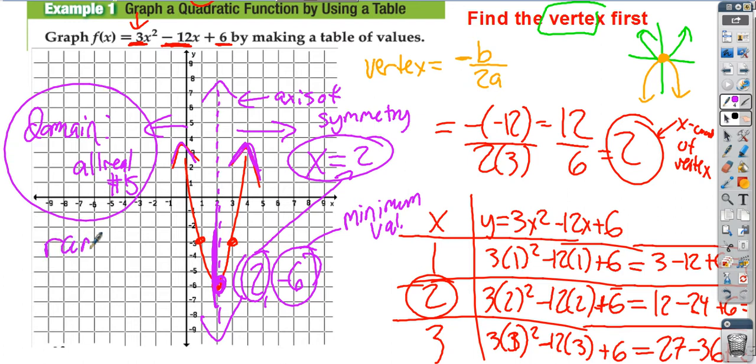The range is not all real numbers, because even though these arrows right here keep going up forever, they don't go down forever. They stop at that y value right there. What is that y value? It's negative 6. Y can be anything at negative 6 or above. So the way that you would say that is y is greater than or equal to negative 6, and that's the range. So for every parabola, the domain is always going to be all reals. The range is always going to either top out or bottom out at that minimum or maximum value.